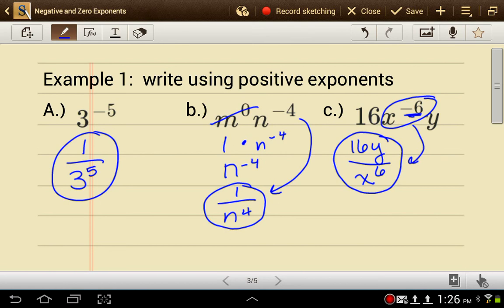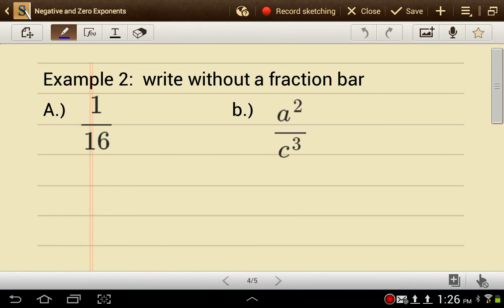Okay, I'm going to go on to my next example. In my next example, I want you to write without a fraction bar. So I want you to get rid of the fraction bar. So this is going to require you to use negative exponents on these examples. I look at 1 over 16, and I have to turn that into an exponent first. So that's 1 over 2 to the 4th power.